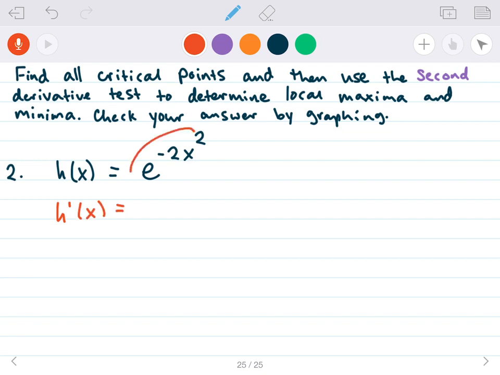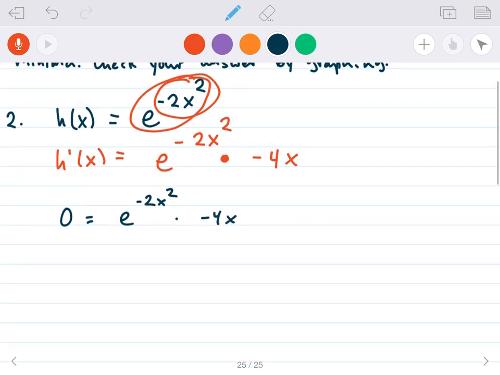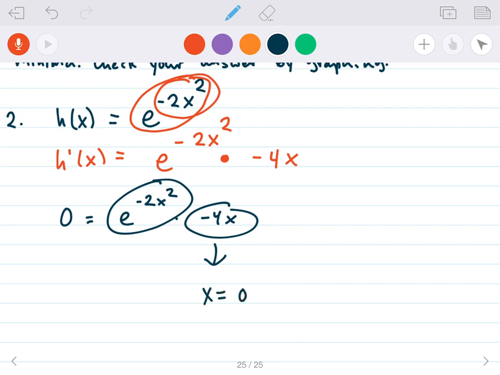Now, I need to use the chain rule here, right? And so, take the derivative of the outside function, which is just e to the negative 2x squared, times the derivative of the inside function. Derivative of negative 2x squared is just negative 4x. Okay, now I set these things equal to 0 to find my critical numbers. Now, this is never going to equal 0, right? But if I set this equal to 0, then the only critical number I have is x equals 0.